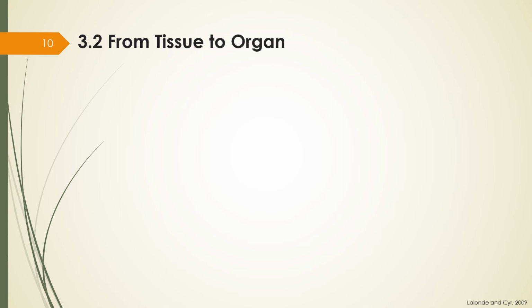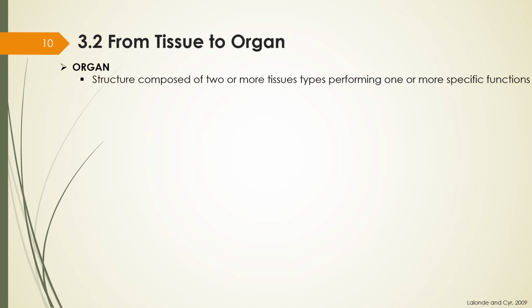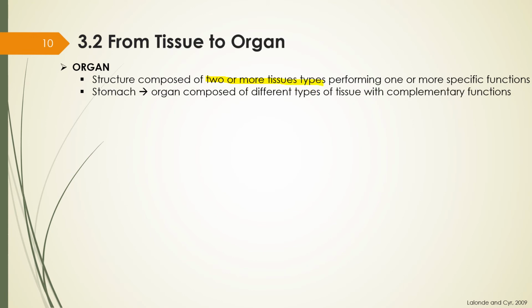Now we're going to talk a little bit about how the tissue is organized inside an organ. Okay, so what's an organ? An organ is a structure that has two or more tissue types, performing one or more specific functions. So let's take an example of our stomach. The stomach is an organ. It is made up of different types of tissue with complementary functions.